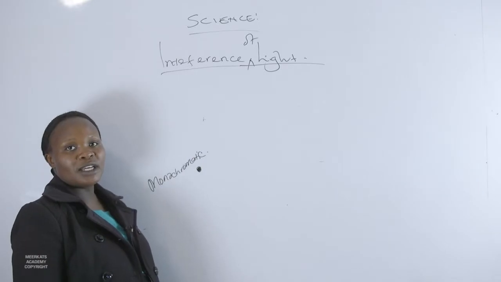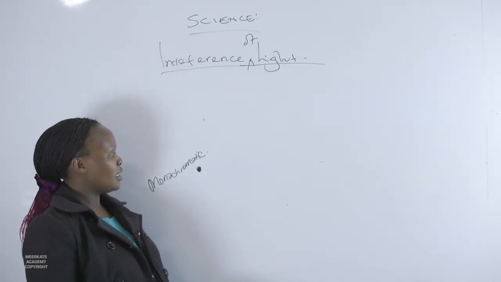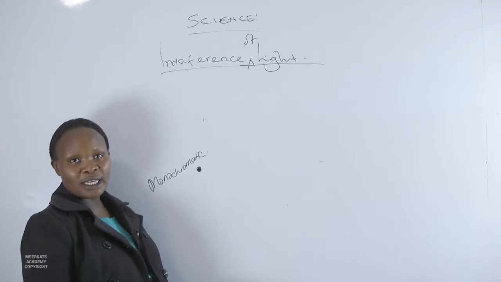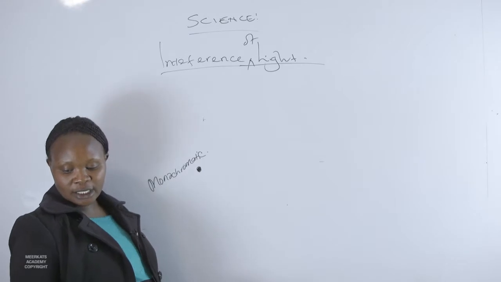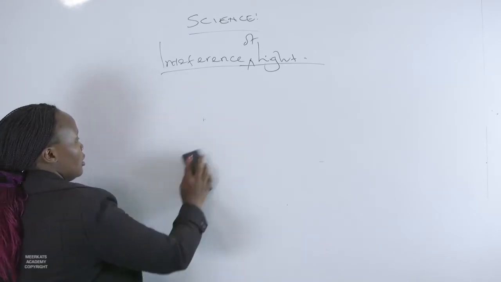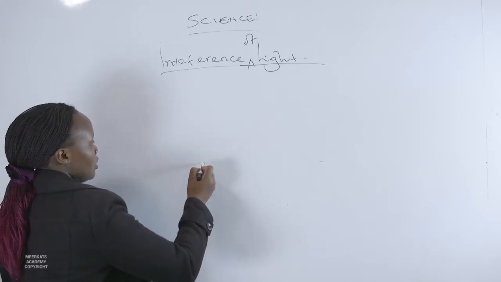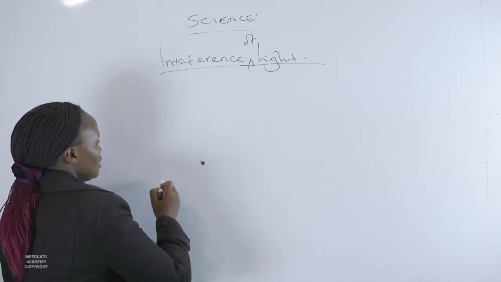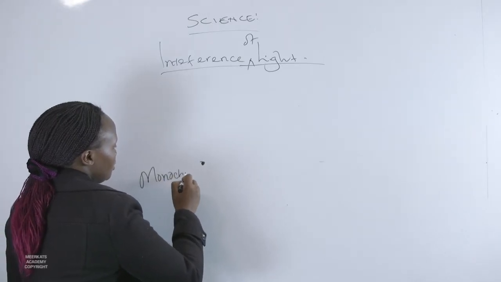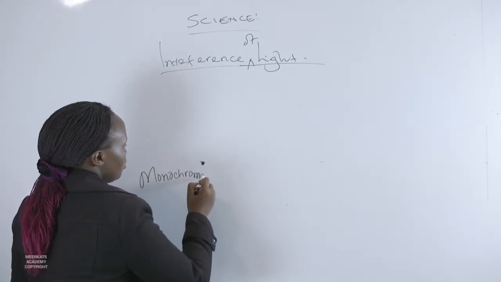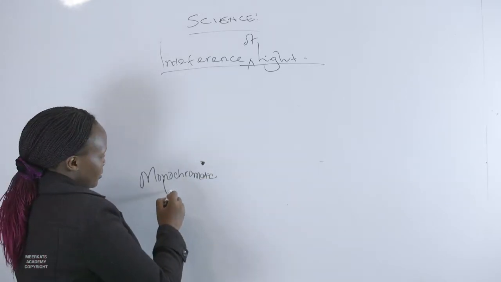A source of light that is monochromatic is a light that is only in one color. Now, we agreed that light as a wave has different colors, but you can make it to have only one color, and that is what we call monochromatic light.